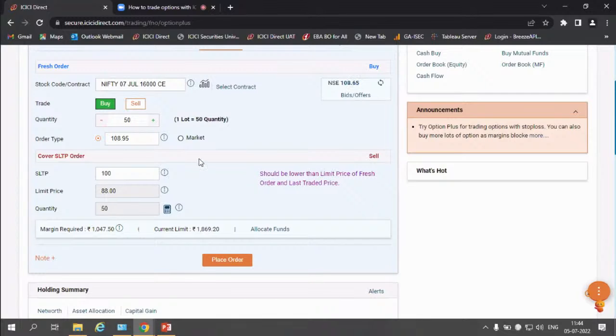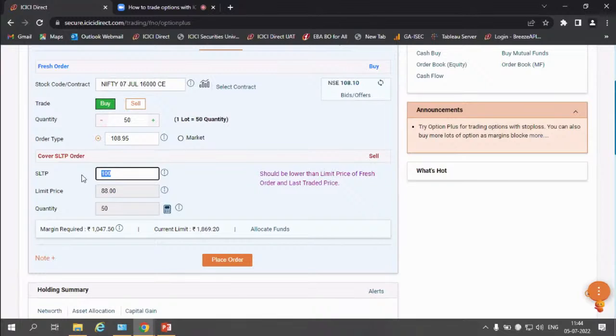So this is a fantastic feature for intraday traders who don't want to spend the full amount. If you want to buy at the money options, which are slightly more expensive, and even in the money options, those are more expensive to buy, and you have to put the full amount.